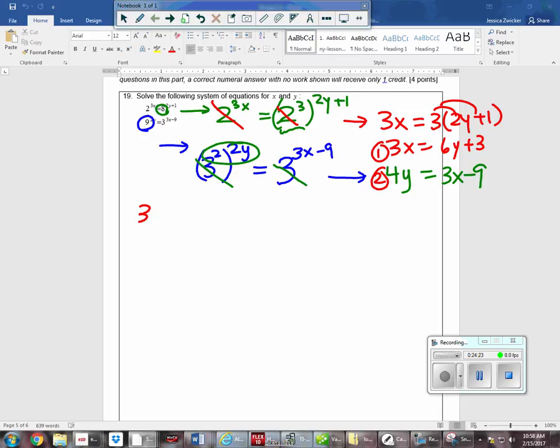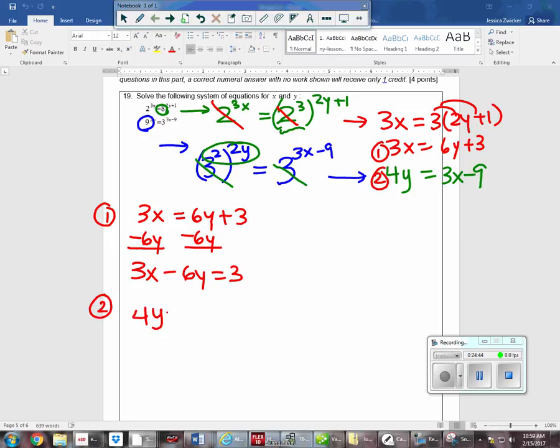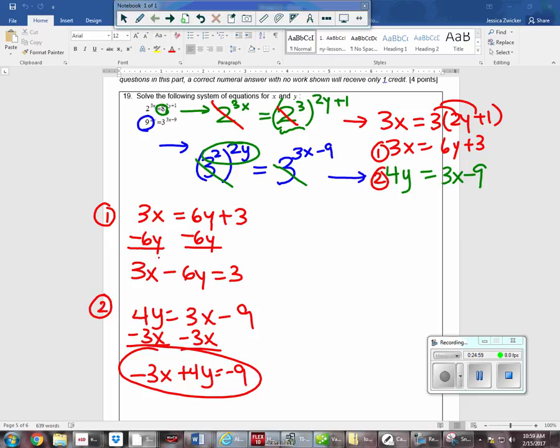What you need to do is make both of those equations into something where you can perform elimination. So I'm going to put x and y on the same side by subtracting 6y. My new equation is 3x minus 6y equals 3. That's my first equation. My second equation is 4y equals 3x minus 9. And again, I want to put the 3x and the 4y on the same side. So if I subtract 3x on both sides, I get negative 3x plus 4y equals negative 9.